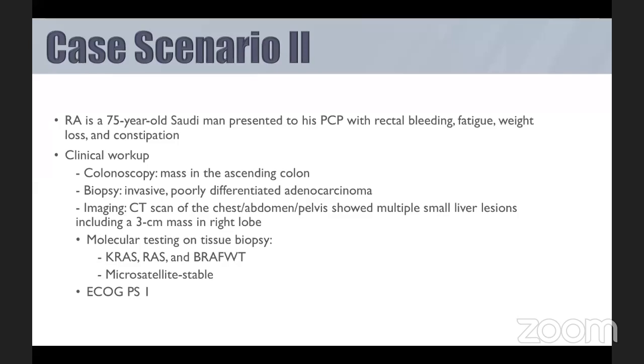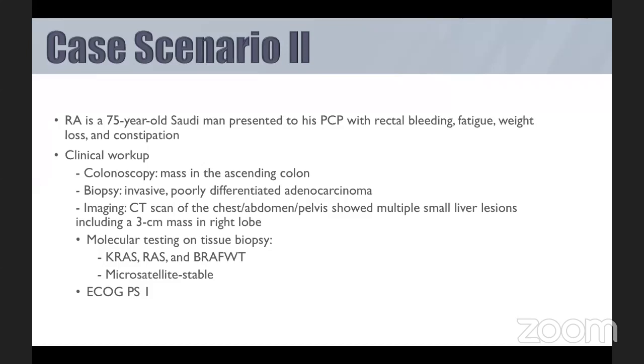We have the same patient after 25 years from treating his colon cancer. He came back to us with rectal bleeding, fatigue, weight loss, and constipation. The colonoscopy again showed poorly differentiated adenocarcinoma in the ascending colon. His metastatic investigation showed a liver mass, including 3 centimeters in the right lobe.